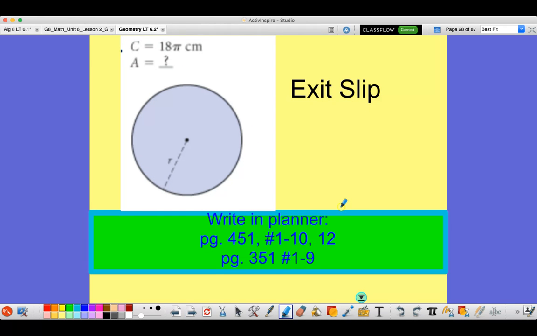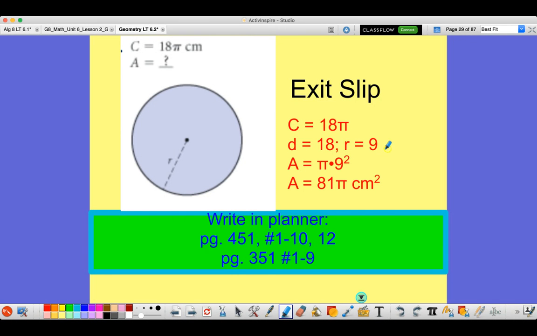And our last question for your exit slip today, you have a circle here, and the radius is marked as an R. It tells you the circumference is 18 centimeters, and I'd like for you to find the area. Again, don't just jump right into the homework now. Do the exit slip to see what you know. Pause the video and come back to check your work.